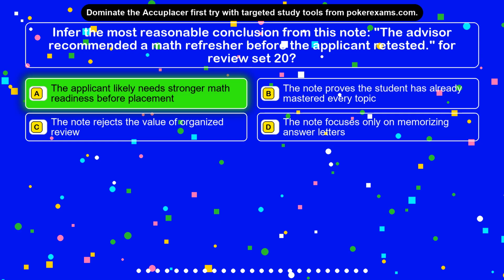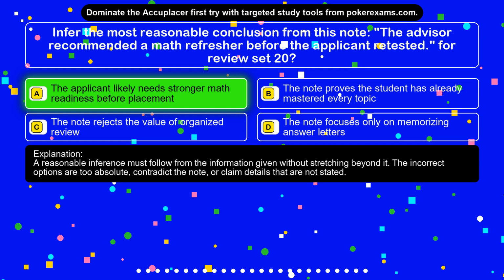The correct answer is option A. The applicant likely needs stronger math readiness before placement. A reasonable inference must follow from the information given without stretching beyond it. The incorrect options are too absolute, contradict the note, or claim details that are not stated.